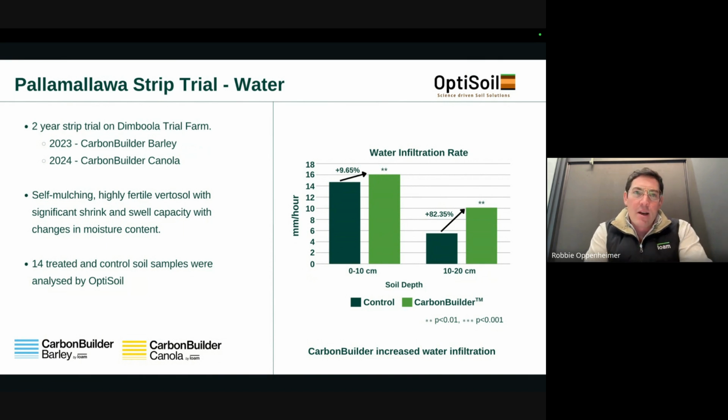This is an example of that in practice at a strip trial. So this is a 2-year strip trial at the Dimboola trial farm. It has 5 treated strips, 5 untreated strips side by side. In 2023, it had CarbonBuilder barley applied. In 2024, it had CarbonBuilder canola. After harvest in 2024, OptiSoil took soil samples from that trial and analyzed them.